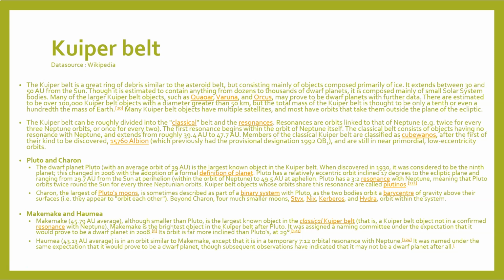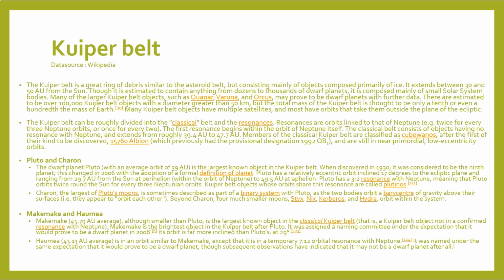Pluto has a 3:2 resonance with Neptune, meaning that Pluto orbits twice around the Sun for every 3 Neptunian orbits. Kuiper belt objects whose orbits share this resonance are called Plutinos. Charon, the largest of Pluto's moons, is sometimes described as a binary system with Pluto, as the two bodies orbit a barycenter above the surface of either. Beyond Charon, 4 much smaller moons, Styx, Nix, Kerberos and Hydra, orbit within the system.